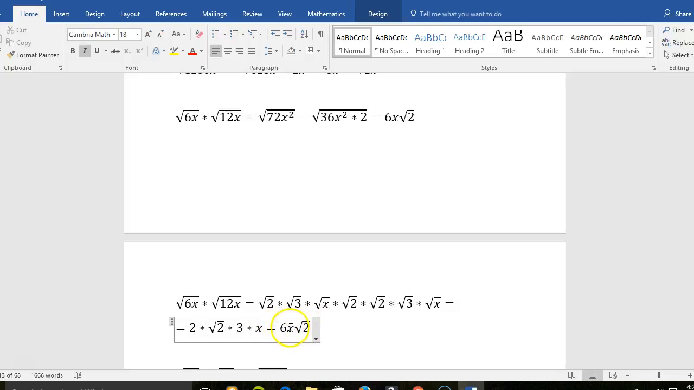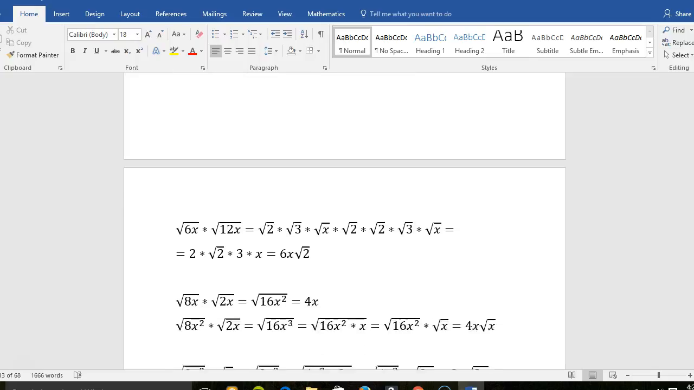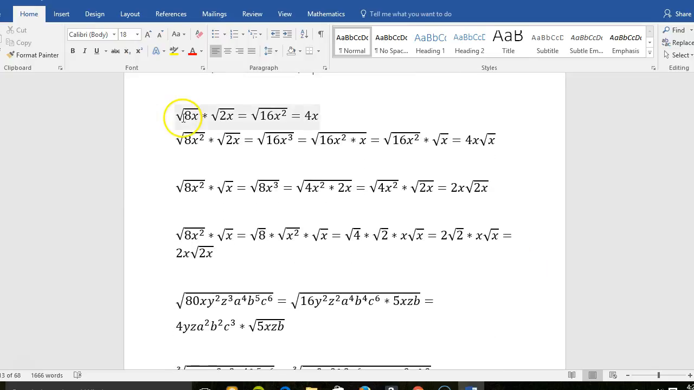The 6, the x, and the radical 2. Okay, and by radical I mean square root. So there's all that. And now let's look at this one. Radical 8x times radical 2x, that's radical 16x squared, but that's a perfect 4x, okay? All variables positive as always. Now radical 8x squared times radical 2x, that's radical 16x cubed.